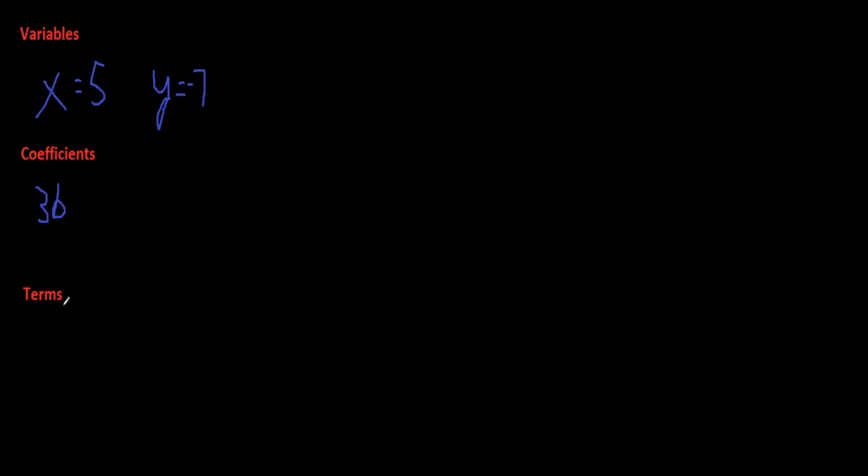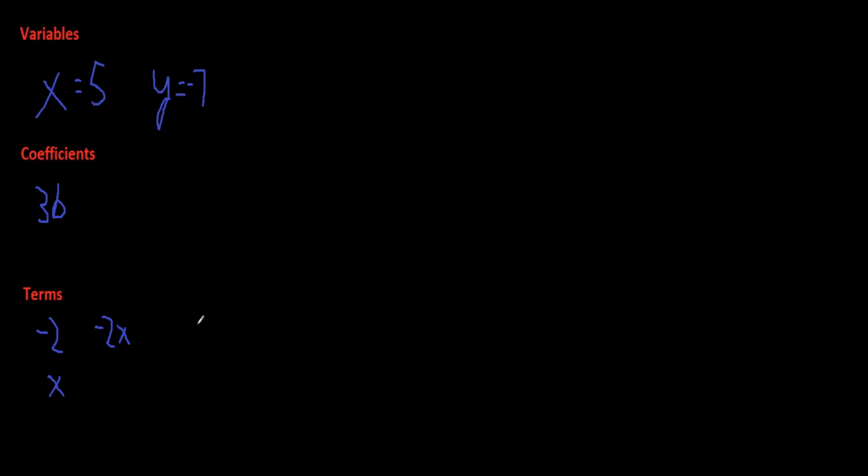Our final definition is term. Terms are single numbers or variables, or numbers and variables multiplied together. So we could have a term that could be just a single number, like -2, or we could have x, a single variable, or we could have a number and variable multiplied together. So it's -2x. And of course, this would be our coefficient, -2, and x would be our variable.